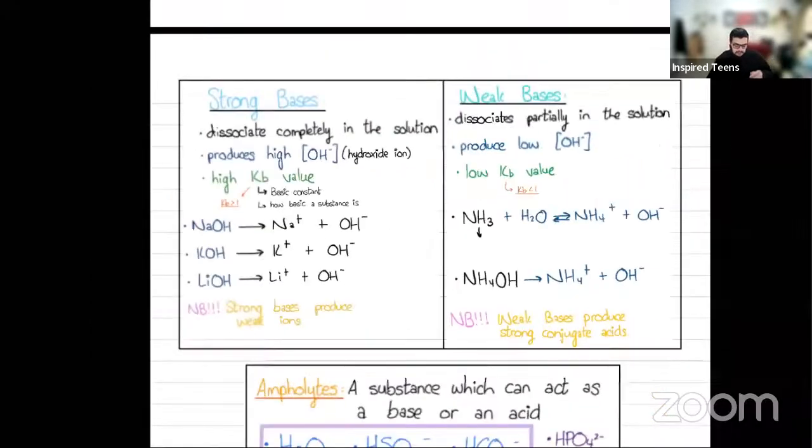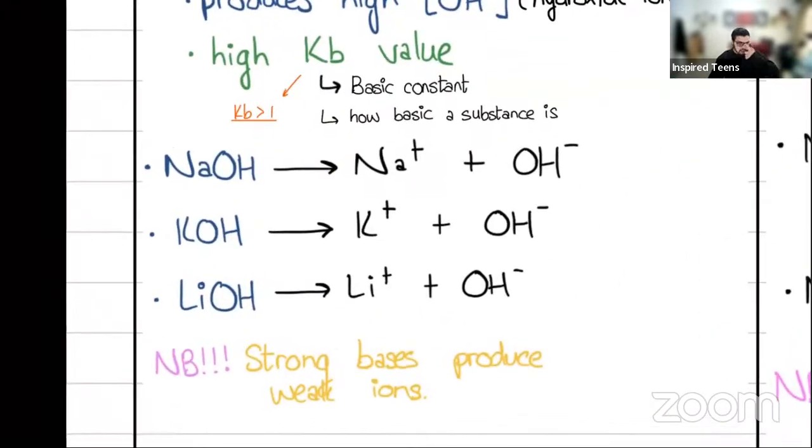Okay, same as Ka. So let's look at the dissociation of some strong bases. Strong base NaOH. So it's not as fancy as the ionization reactions. As you can see, we just show the dissociation in water. NaOH separates into its ions, Na plus and OH minus. KOH gets K plus and OH minus. LiOH becomes Li plus and OH minus.